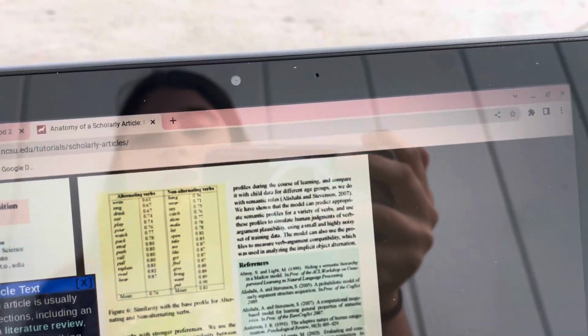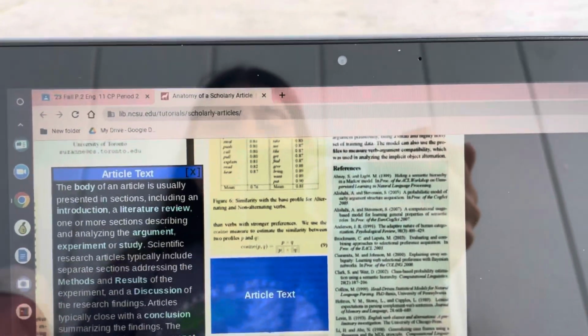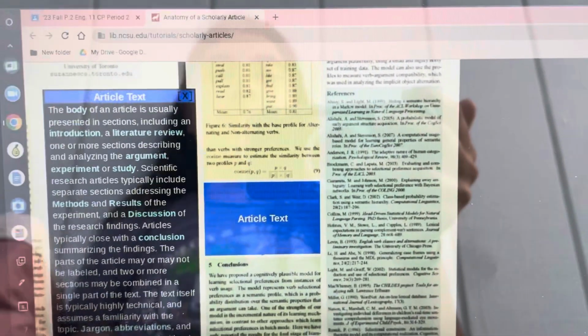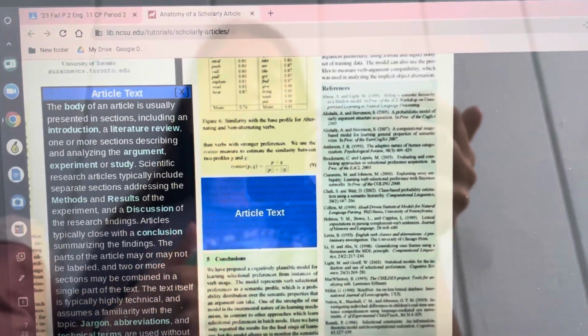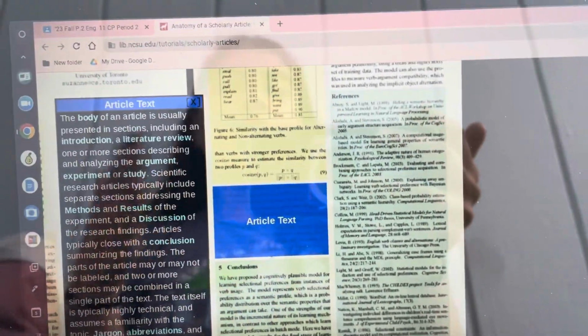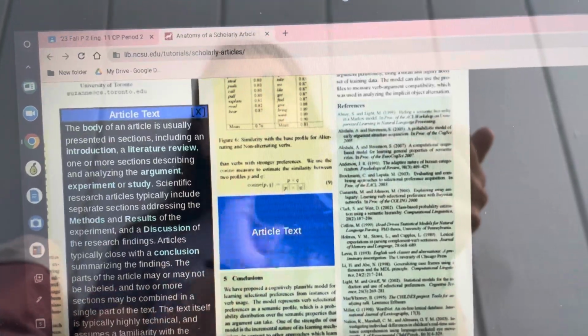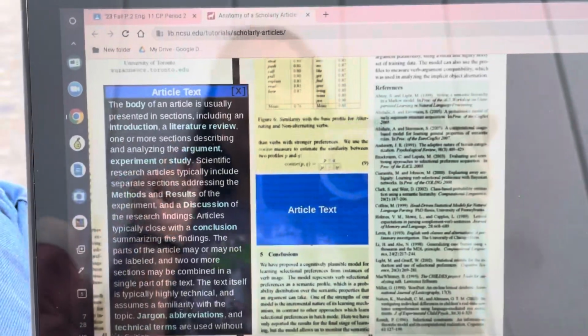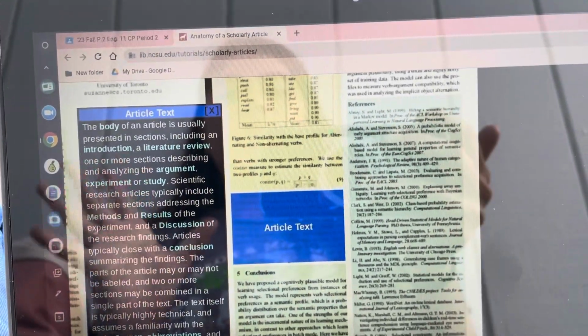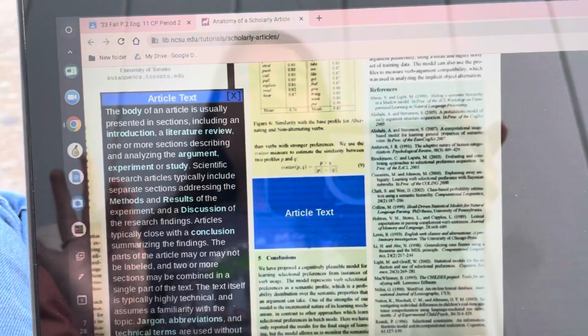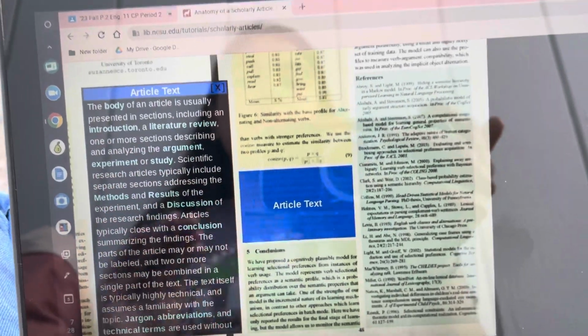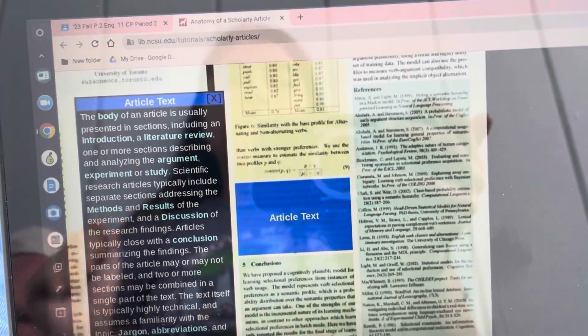Next, the article text. The body of an article is usually presented in sections, including an introduction, a literature review, one or more sections describing and analyzing the argument, experiment, or study. Scientific research articles typically include separate sections addressing the methods and results of the experiment, and a discussion of the research findings. Articles typically close with the conclusion summarizing their findings. Parts of an article may or may not be labeled, and two or more sections may be combined in a single part of the text.